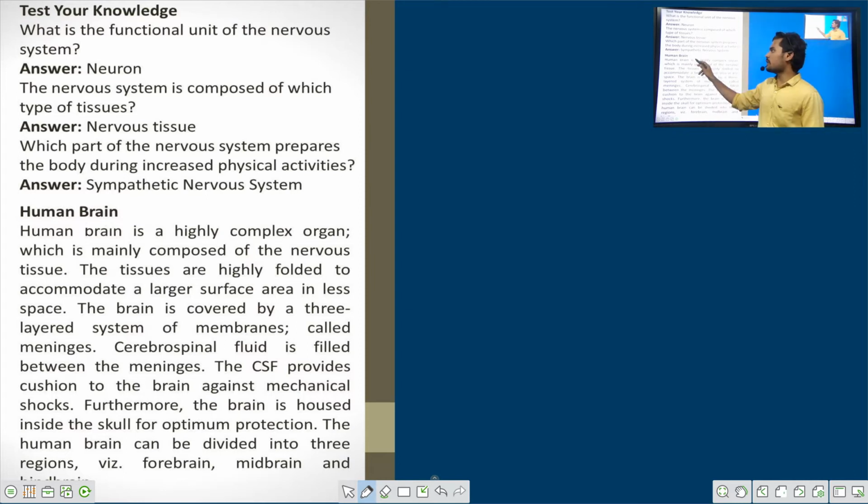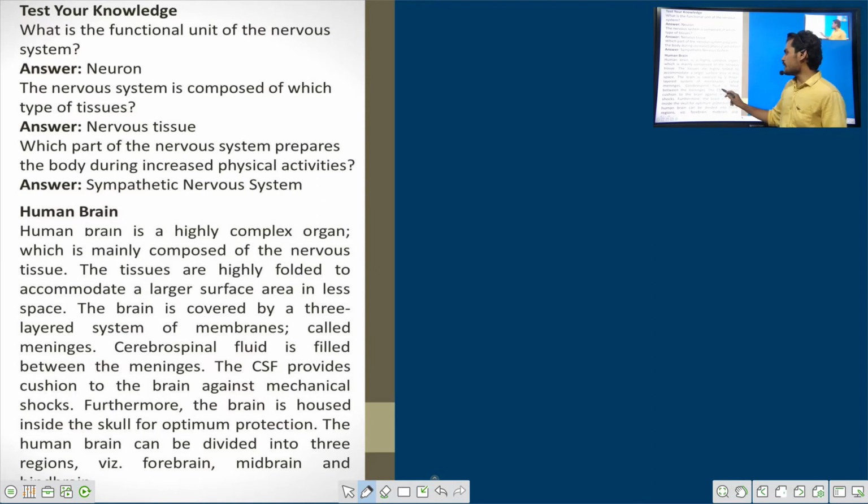The major organ we'll be discussing is the human brain. The human brain is a highly complex organ which is mainly composed of nervous tissue. This tissue is highly folded to accommodate a large surface area in less space. The brain is covered by a three-layered system of membranes called meninges. Cerebrospinal fluid fills the space between the meninges.